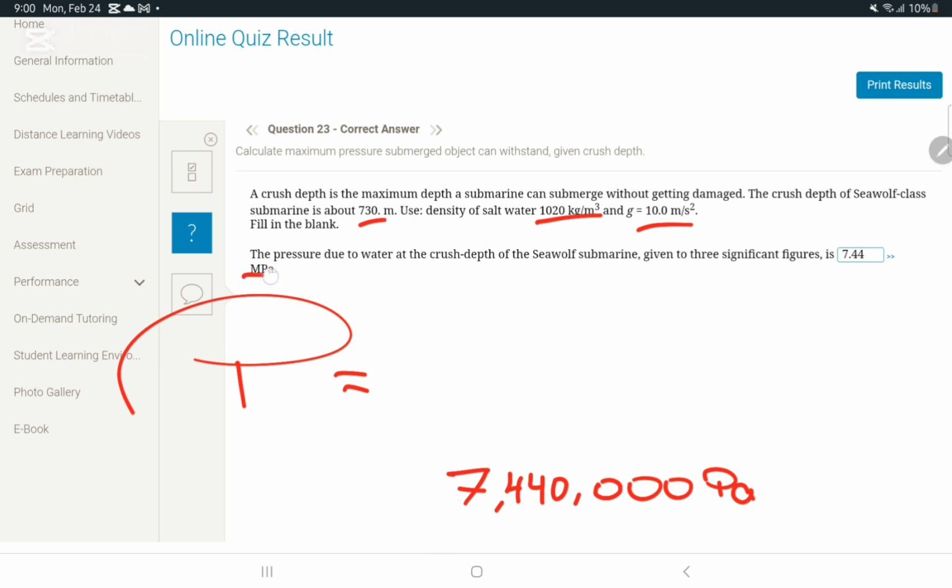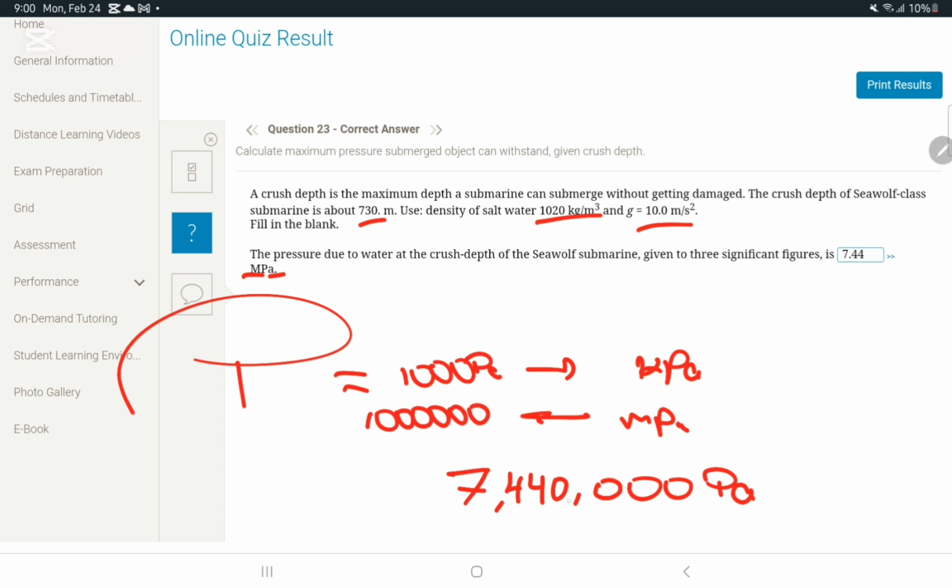They asked for M pascals. K pascals is 1,000 pascals. M pascals is going to be 1 million. So basically it's 7.44, because I want 3 sig fig, so 2 decimal places. Okay, 7.44.